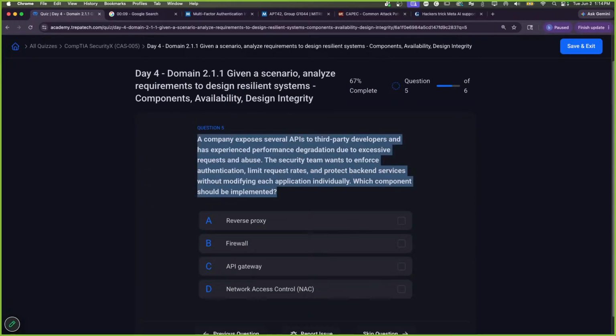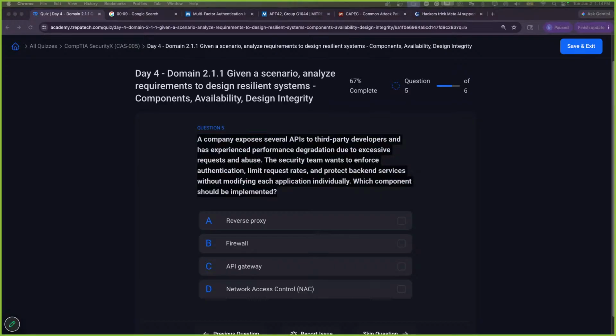Okay, moving on. Question 5. A company exposes several APIs to third-party developers and has experienced performance degradation due to excessive requests and abuse. So we need some rate limiting on there. The security team wants to enforce authentication, limit request rates, and protect backend services without modifying each application individually.